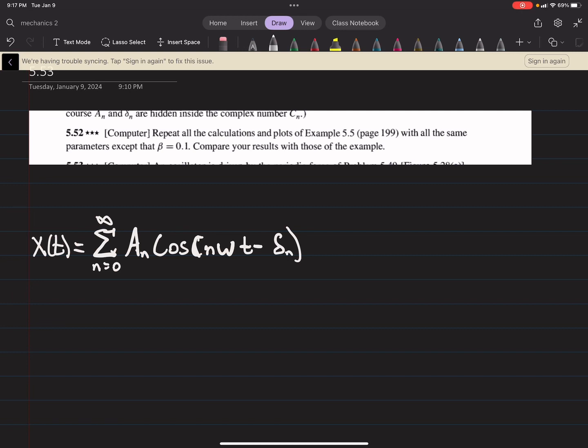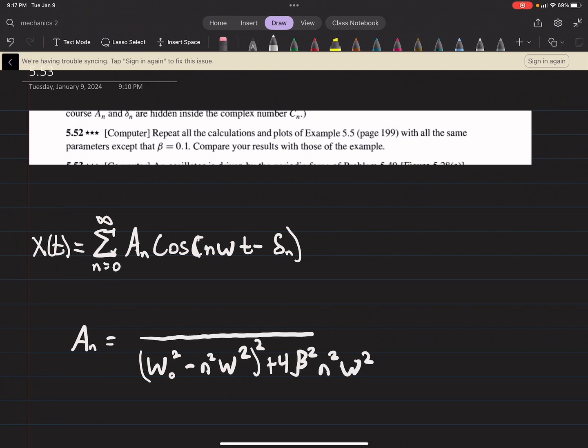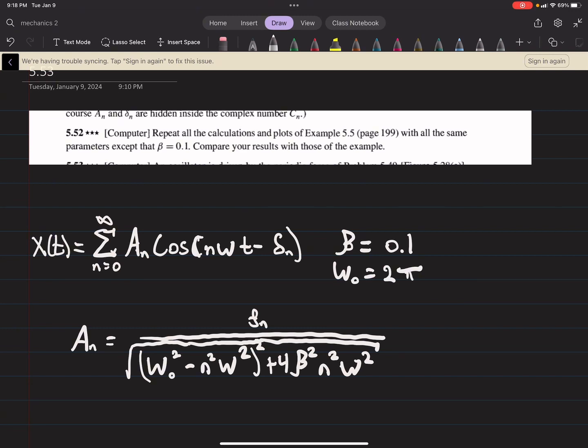Okay, so what is a sub n, this coefficient? So a sub n, there's this really big equation for it, which is omega naught squared minus n squared omega squared, squared, plus 4 beta squared n squared omega squared, all over f sub n, and this is square rooted. It's kind of messy, but oh well. Okay, so that's a sub n, and based off of what we're given here, beta is given as 0.1, so we have that. Omega naught is given as 2 pi, so we have that. We're given delta tau, which isn't necessary yet, but it will be, so I'm just going to write that down. That's important.